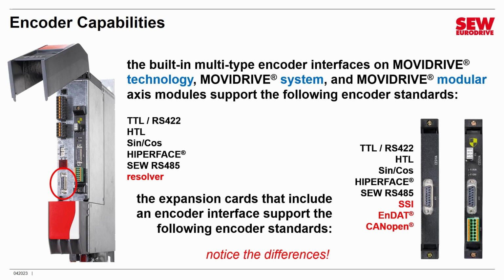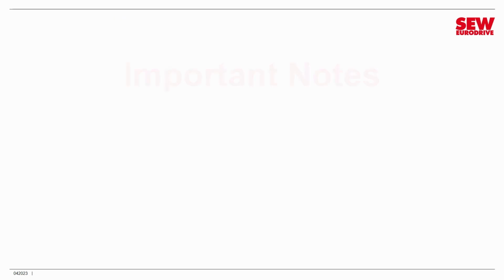MOVI-Drive system can take 2. MOVI-Drive technology can take 2. And all those have DDI interfaces as well. So there's a lot of flexibility, but there are just a few gotchas you need to be aware of so you don't make a mistake.